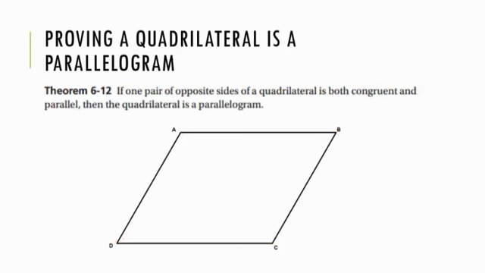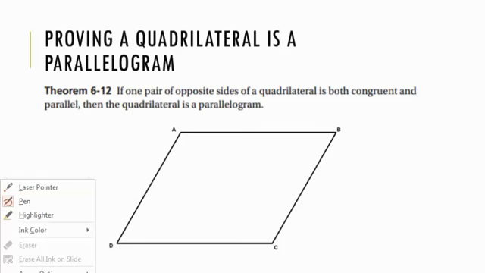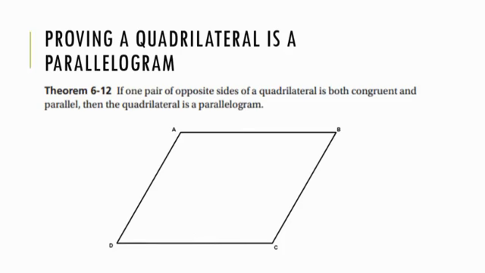And last but not least, if one pair of opposite sides of a quadrilateral is both congruent and parallel, then the quadrilateral is a parallelogram. So for example, let's just say DC is congruent to AB and just so happens to be parallel to AB as well. Then we can say that's enough information for us to say that the quadrilateral ABCD is a parallelogram.